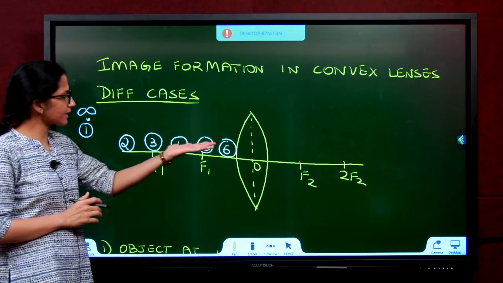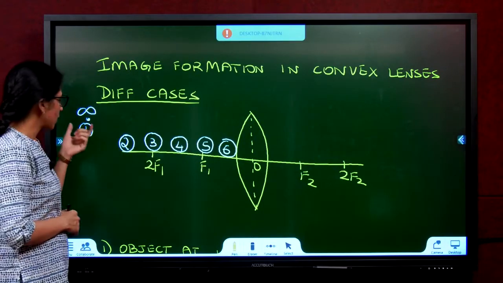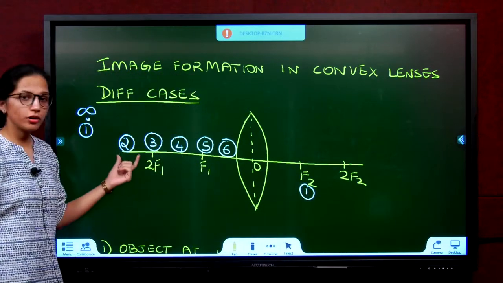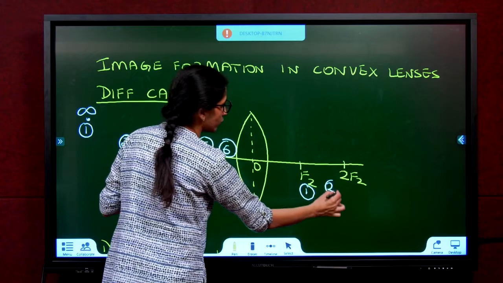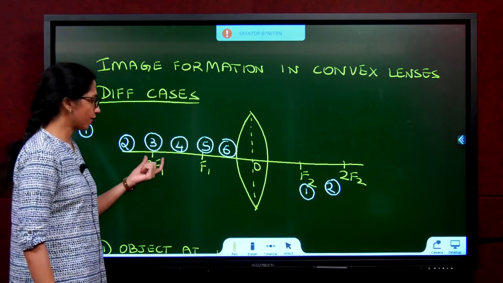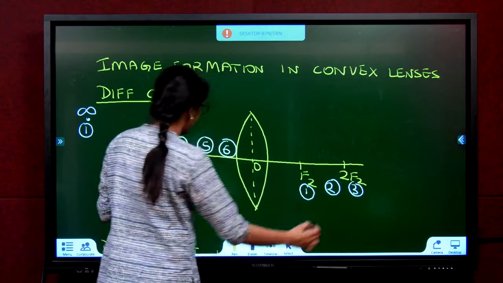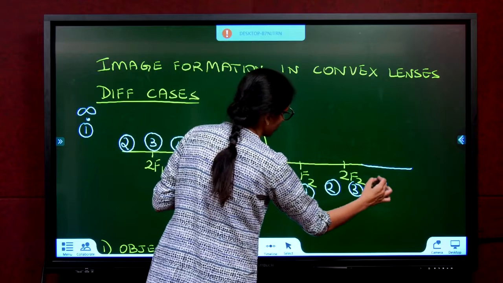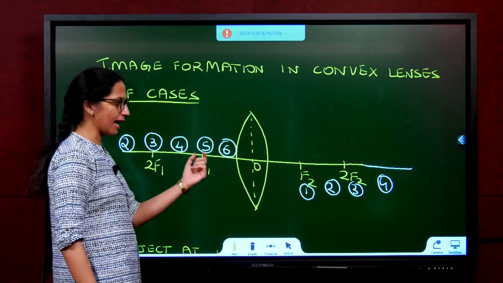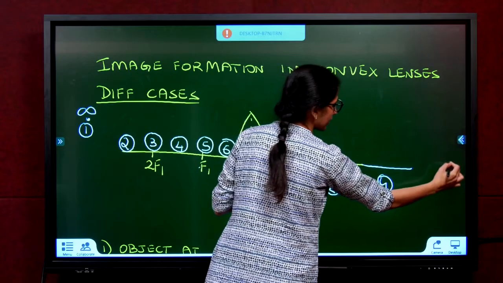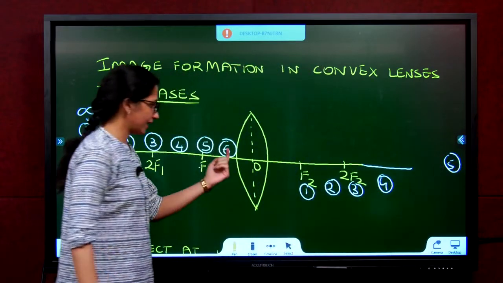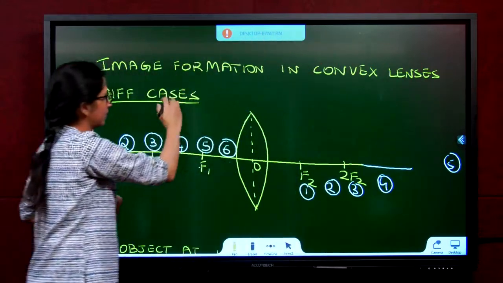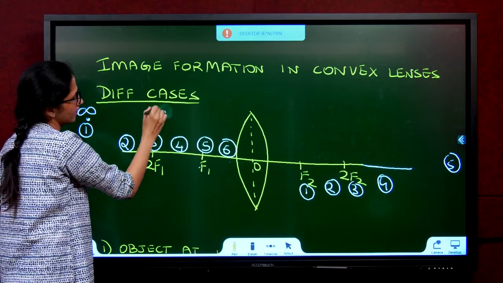So now these were the 6 cases of the object. Let's see where the image is formed. When the object is at infinity, the image was formed at F2. When the object was beyond 2F1, the image was formed between F2 and 2F2. When the object was at 2F1, the image was formed at 2F2. When the object is between 2F1 and F1, the image is formed beyond 2F2. When the object is at F, at infinity. Next, case 6, infinity is over, after infinity nothing is there, go back. So, you get case 6 here.